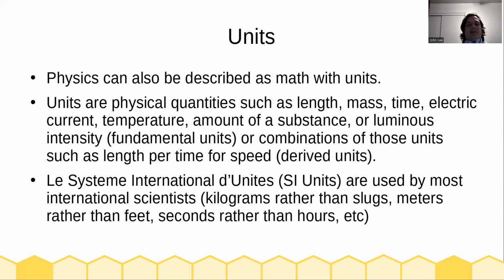So units are physical quantities such as length, mass, time, electric current, temperature, amount of a substance, or luminous intensity, which are the 7 fundamental units laid out in the book, or combinations of those units such as length per time for speed, which are derived units. So length per time: length has units of miles or meters or kilometers or a ton of different units. Time tends to be seconds, but it can also be hours or minutes.